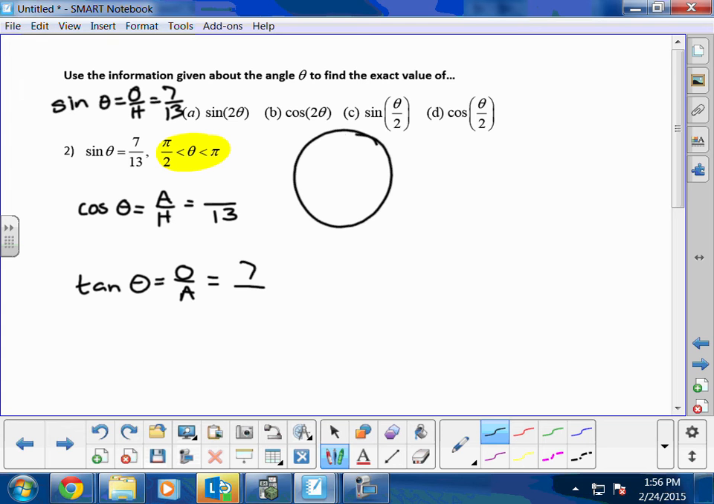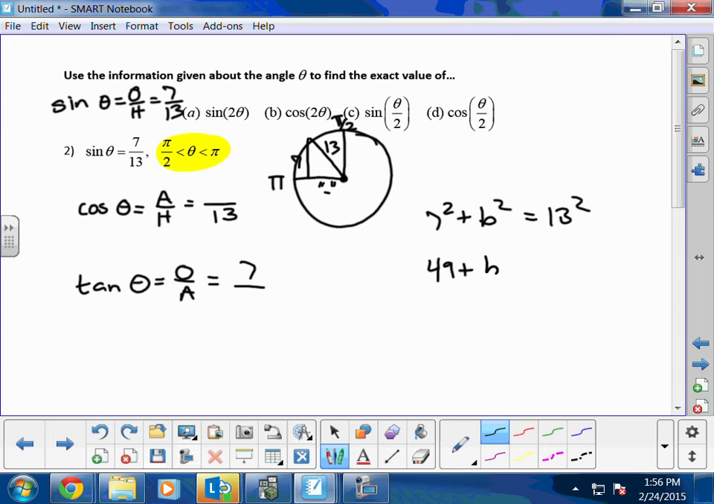Now this is going to be pi divided by 2, which is here, and then pi, which means that this lies in this quadrant. Now there is something important we have to keep in mind, that when you draw this, this is going to be 7, this is going to be 13. Whatever value goes in here needs to be a negative. Okay, so let's go ahead and find out what goes there. Leg squared plus leg squared is equal to hypotenuse squared.